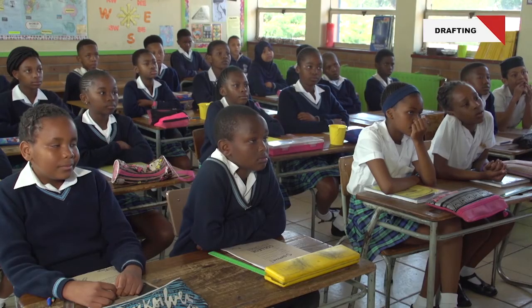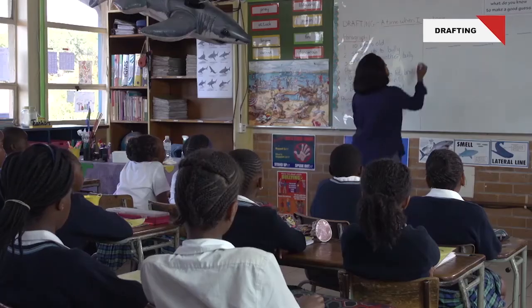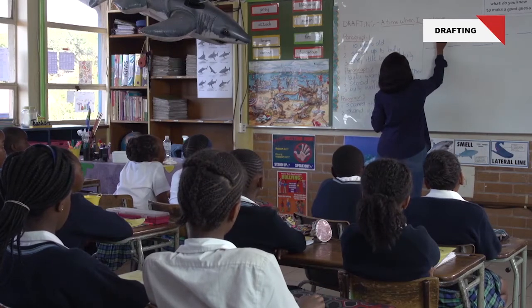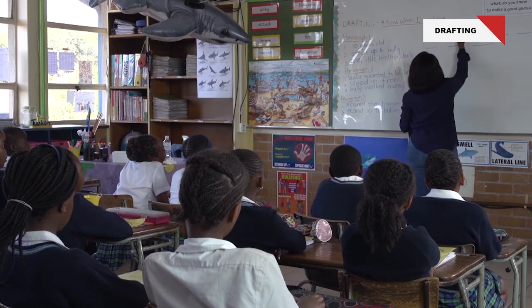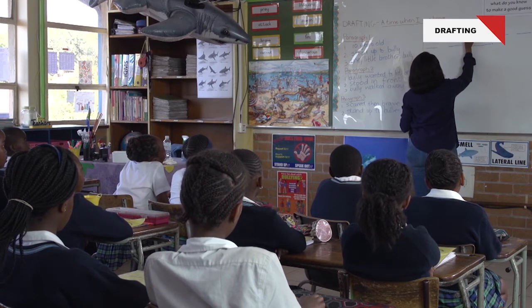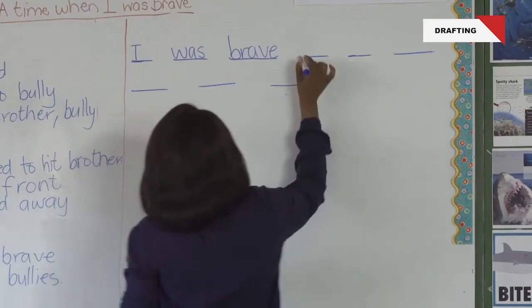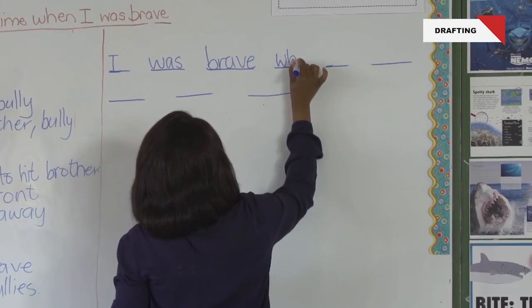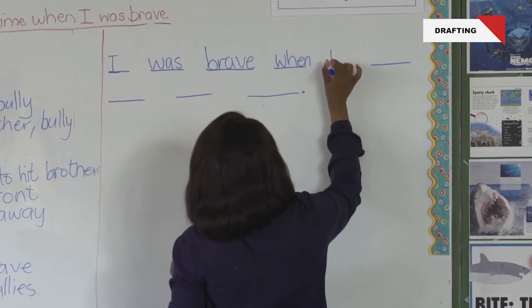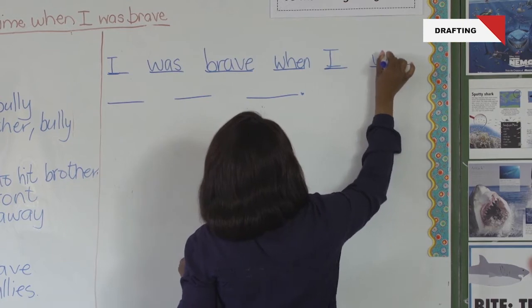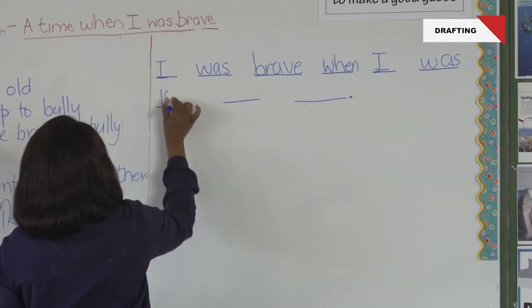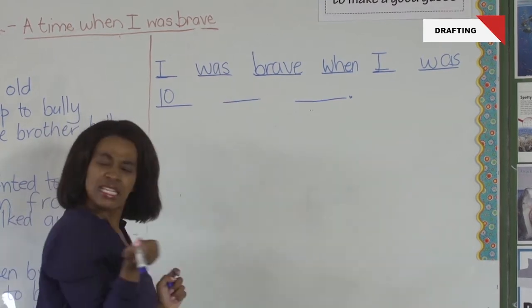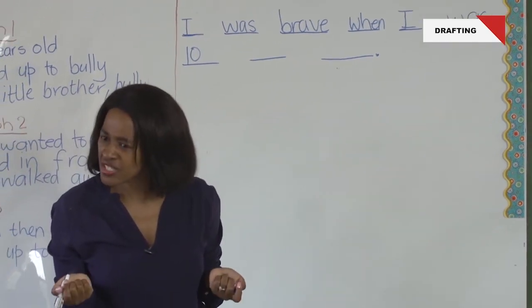Now I'm going to write the words that I remember. I was. There's brave, so I can copy brave from there. Brave, when, I, was 10. There's 10. Let's say I cannot spell years.